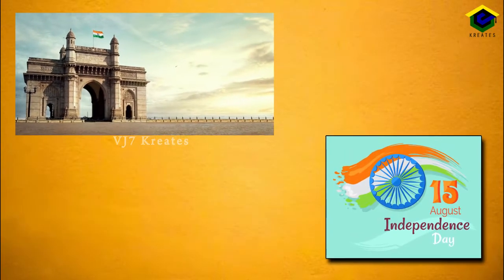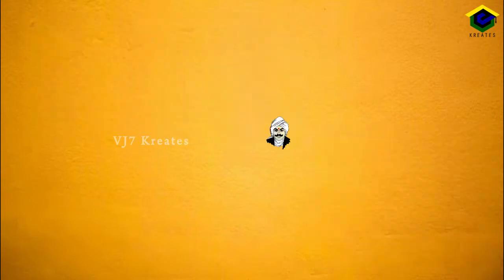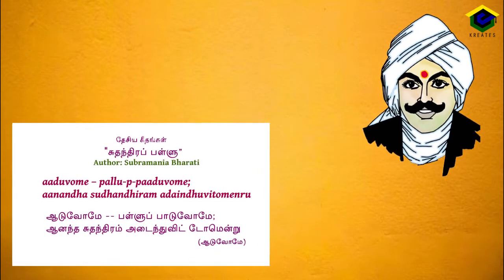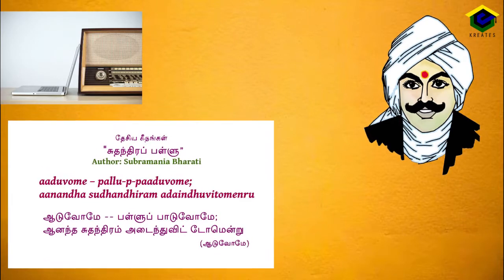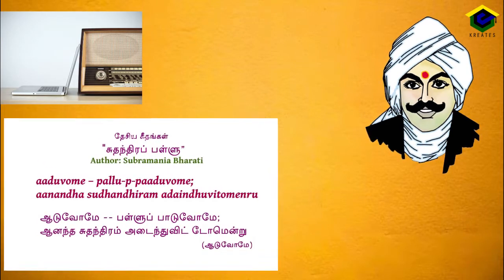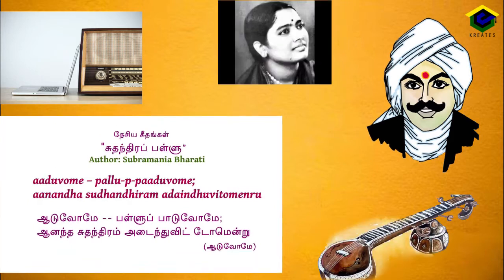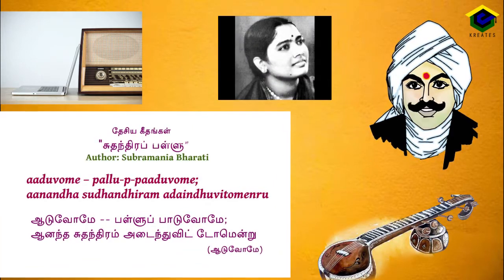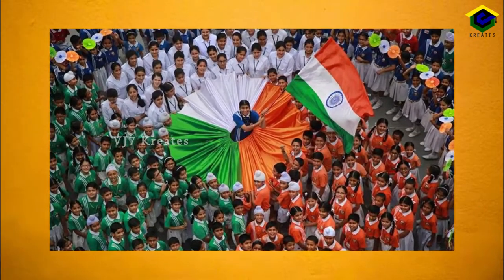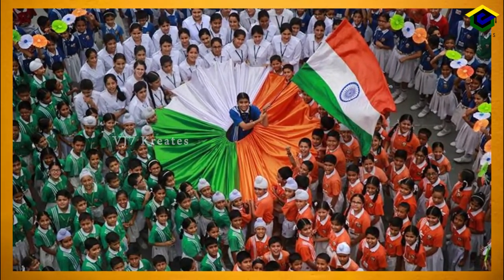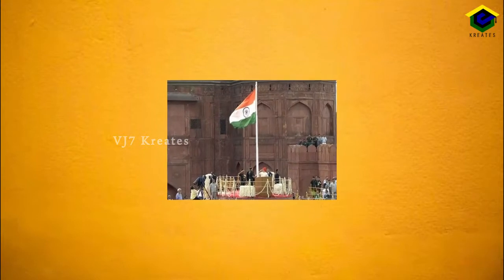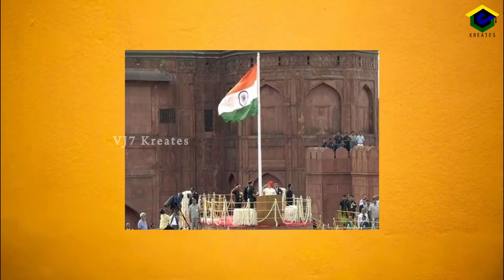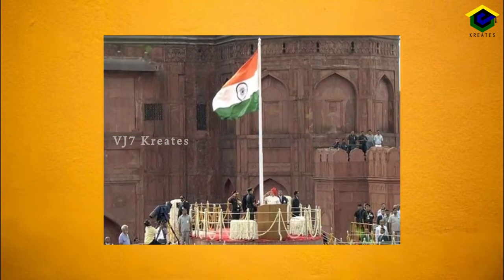On the day India gained independence, Mahakavi Bharatiyar's poem Aduvome Pallu Paduvome was sung over the air. Air means All India Radio, by T.K. Pattammal, a famous singer of Carnatic music. The celebration of Independence Day continues every year. The Prime Minister unfurls the national flag on the Independence Day at the Red Fort, New Delhi.